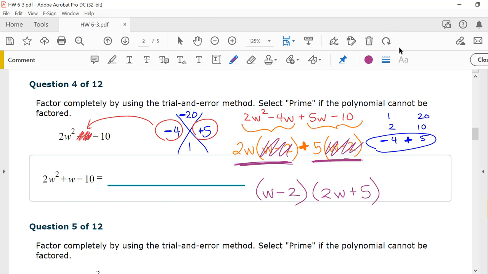So even though the title of this section was trial and error, there is no trial and error. You're still going to go do your diamond, but this time instead of just putting in that number, you've got to multiply the A and the C to go up to the top.